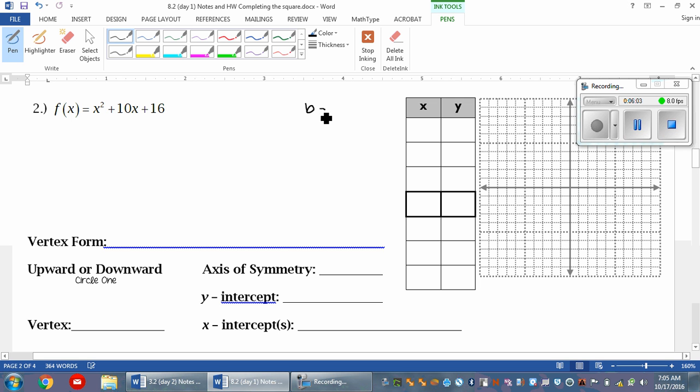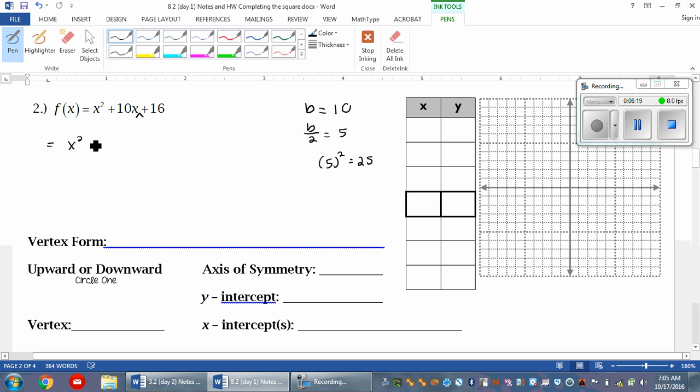The first thing we can do is factor out the leading coefficient. The next thing we're going to do is divide b in half. So 10 divided by 2 is 5. We're going to take 5 and square it. It's 25. This number is going to go right up to the edge.